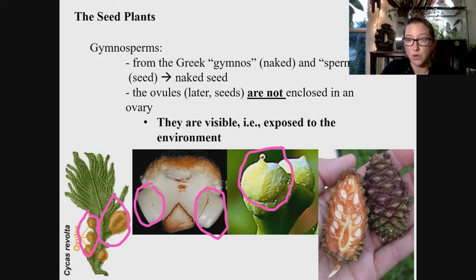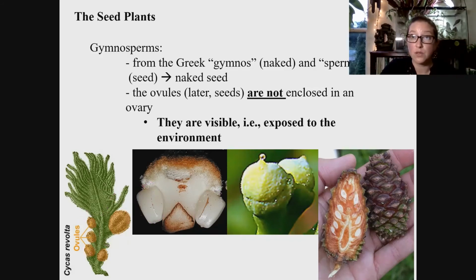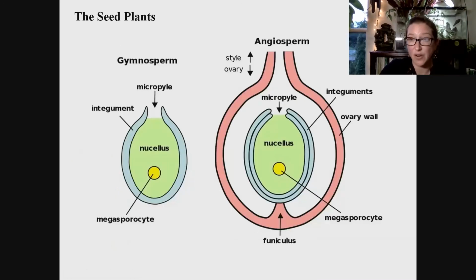And these are also ovules that, once this cone is finished, will be exposed. So they are exposed and visible to the naked eye. Here is a diagram just demonstrating what I explained.